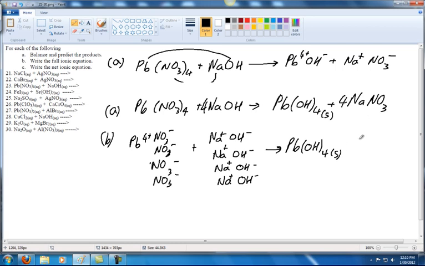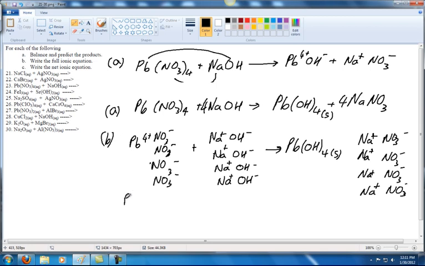And we've got 4 NaNO3s. It's going to be NaNO3, NaNO3, NaNO3, and NaNO3. And now we're going to put charges on those. There we go. Alright, so now we've got all the charges on, and we can figure out how many of each of these we've got.